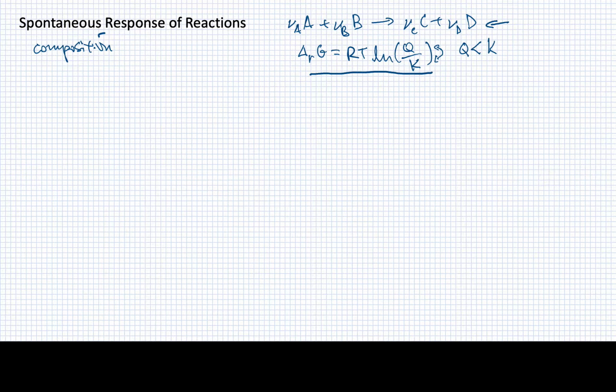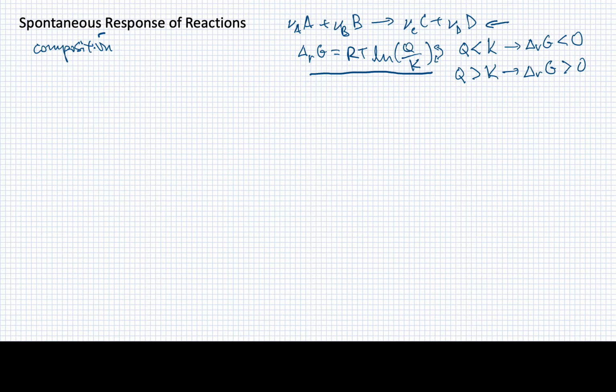But the log of any number less than 1 is going to be a negative number, so that means that delta Rg is going to be less than 0. Similarly, I could argue that if Q became greater than K, that would lead to a final result that says that the Gibbs energy change would be greater than 0.